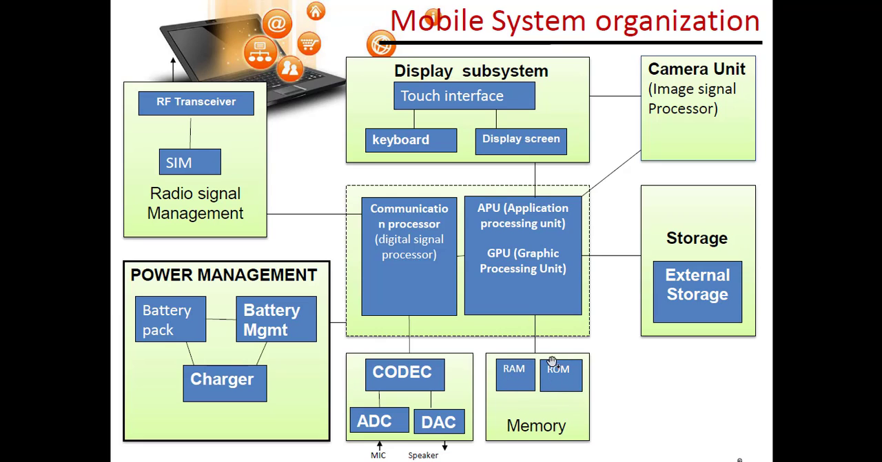And then we have ROM. ROM is read-only memory. It is the memory where we cannot write data, we can only read the data from this memory. So in the case of mobile, the operating system is stored in this ROM.